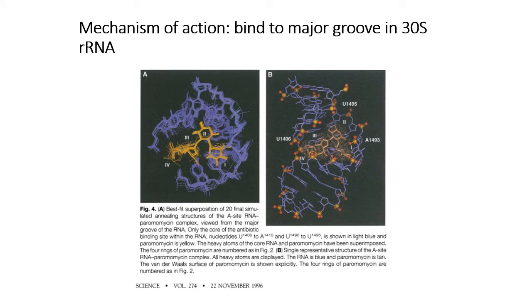This is a rather nice image. I think this is actually the computational models of how the aminoglycosides bind in the groove. What we see here in yellow is our aminoglycoside. You can see really quite neatly here how it binds into the active site on the ribosome itself. Again, if you're interested, you can read the article in Science there.